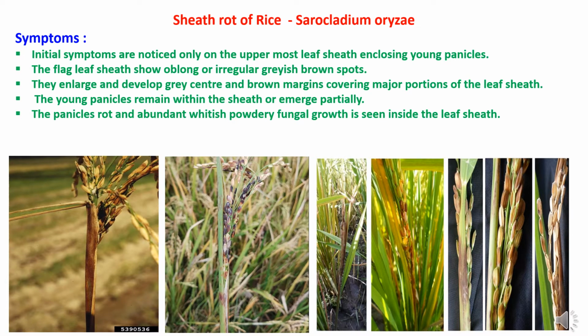Sheath rot disease of rice, which is caused by the fungus Sarocladium oryzae. And now the symptoms. Initial symptoms are noticed only on the uppermost leaf sheath, including young panicles. The flag leaf sheath shows oblong or irregular grayish brown spots. They enlarge and develop grey center and brown margins covering major portions of the leaf sheath. The young panicles remain within the sheath or emerge partially. The panicle rots and abundant whitish powdery fungal growth is seen inside the leaf sheath.